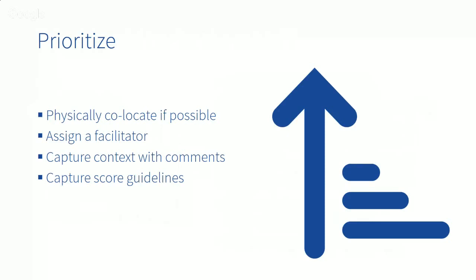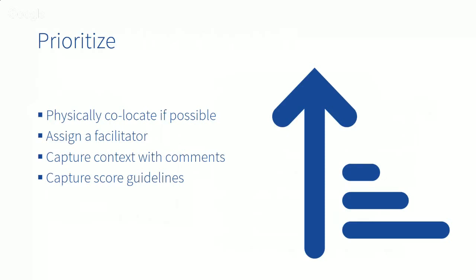Assign a facilitator. As product manager, I would say that would be you. That's the person who takes you through the list, who talks about the scoring, who enters the score in the tool. You can capture the context, as you saw, with comments. I think that's important. I think a lot of the cells in one of these things should have comments, so you can remind yourself what was the rationale behind that score.